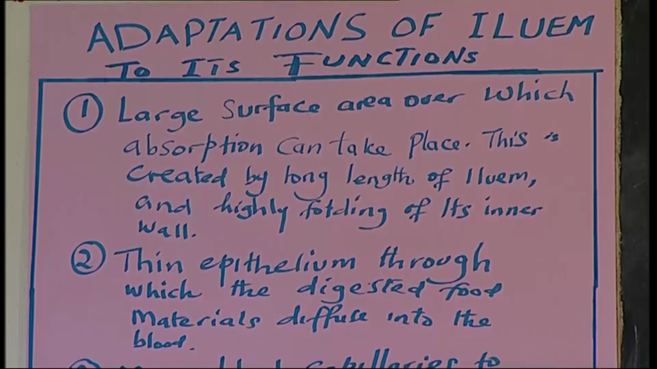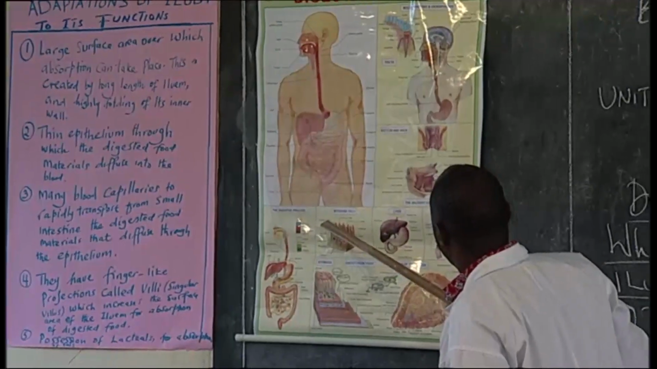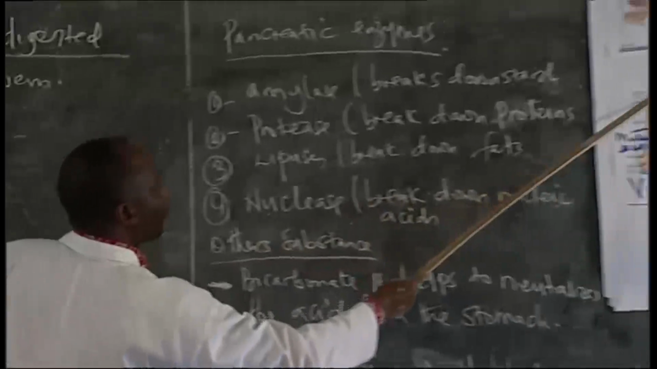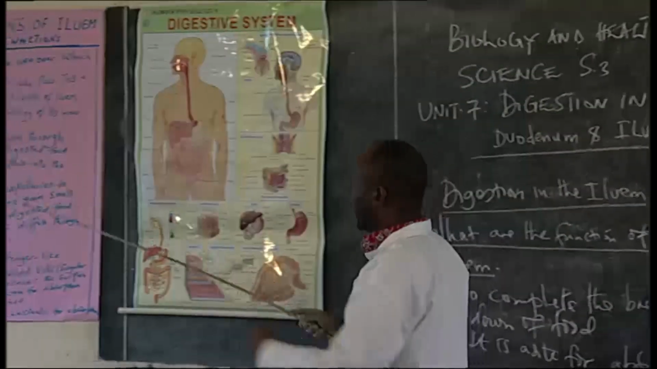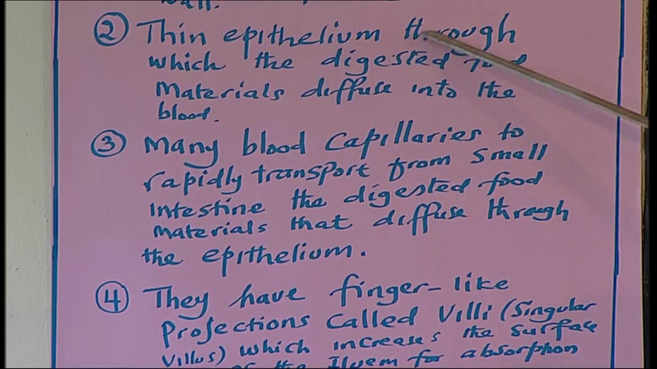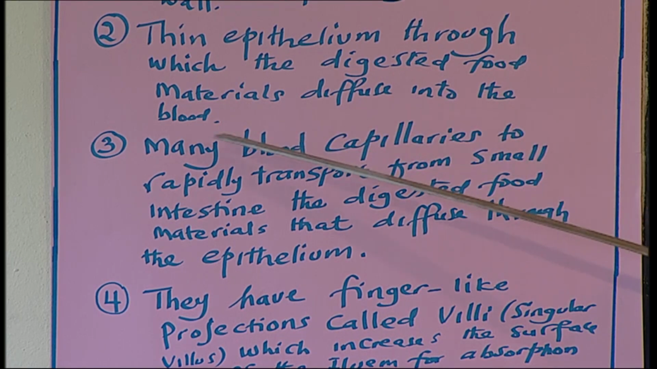Number two, we have thin epithelium. On the diagram here, we have the epithelium cells. The thinner the membrane, the faster the rate of diffusion. Thin epithelium through which digested food materials diffuse into the blood.